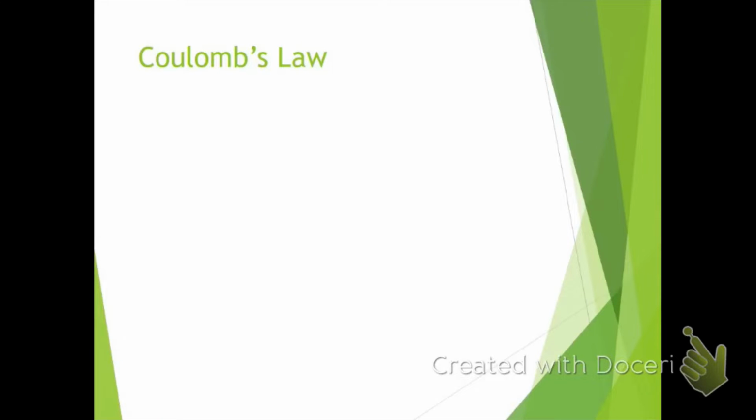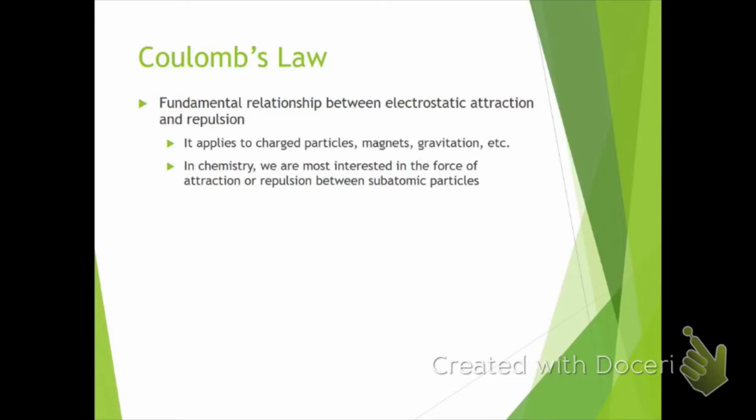Hello, so in this part of our review jigsaw, we are talking about atomic structure and types of matter. And honestly, probably one of the most important things of this is going to be this very first part on Coulomb's law. So Coulomb's law is a relationship between attraction and repulsion. So like charges are going to repel, opposite charges attract.